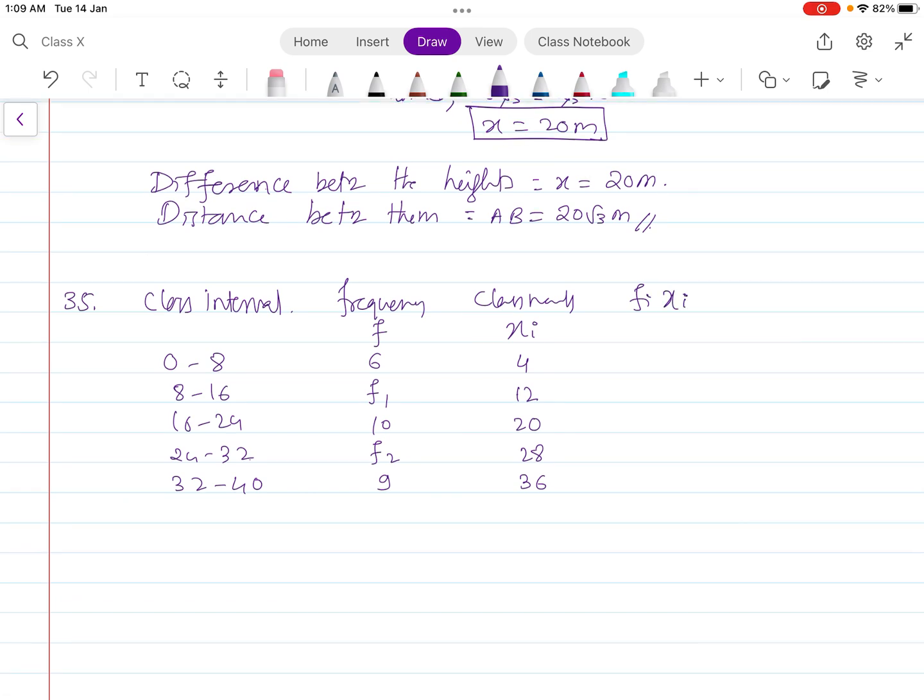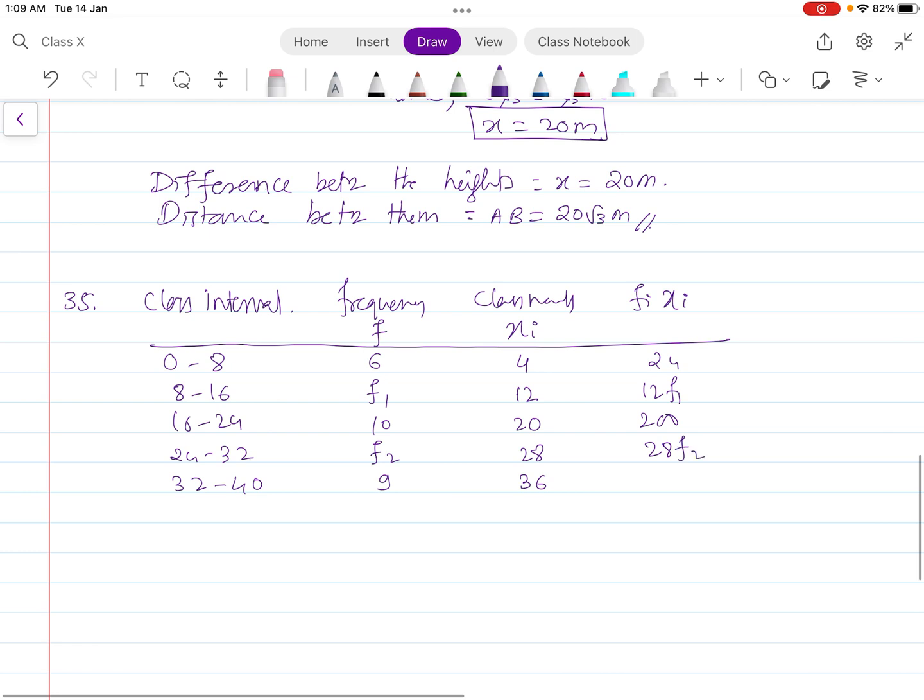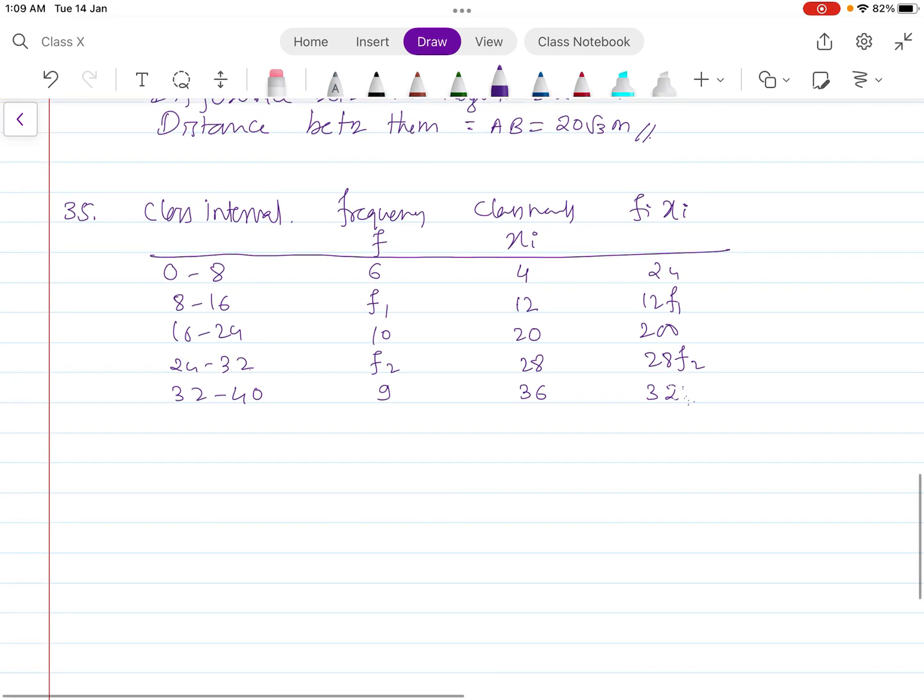Now fi xi is nothing but the multiplication of the values here. So just separate this first. 6 into 4 is 24, then 12 into f1 is 12 f1, 10 into 20 is 200, 28 f2, and 9 into 36 is 324. So these are the values of fi xi.